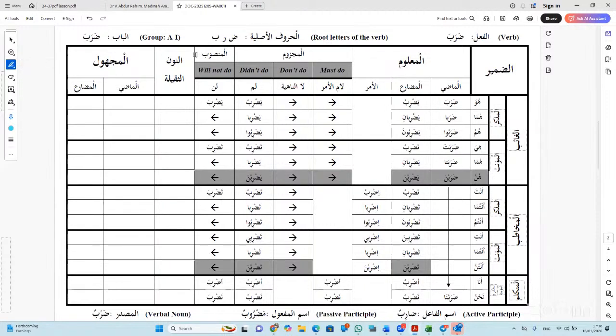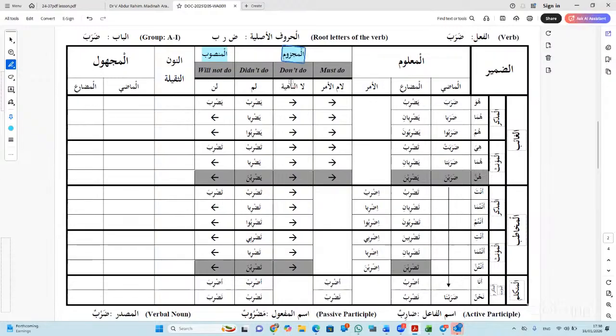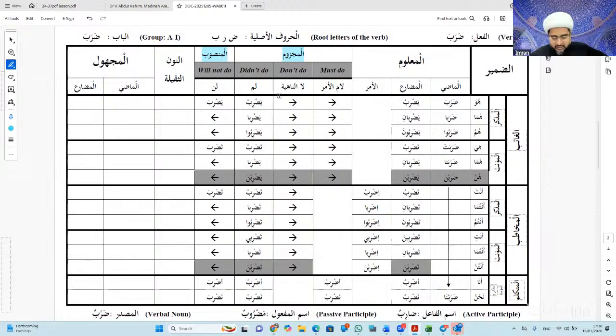Oh, the three states of noun would be marfu, majrur, and mansub, correct? Correct. And the verb would be with the majzum and not with the majrur. That's what you meant. Exactly. So the noun and the verb share two things in common, marfu and mansub, and they differ from the rest: the noun takes majrur, the verb takes majzum.